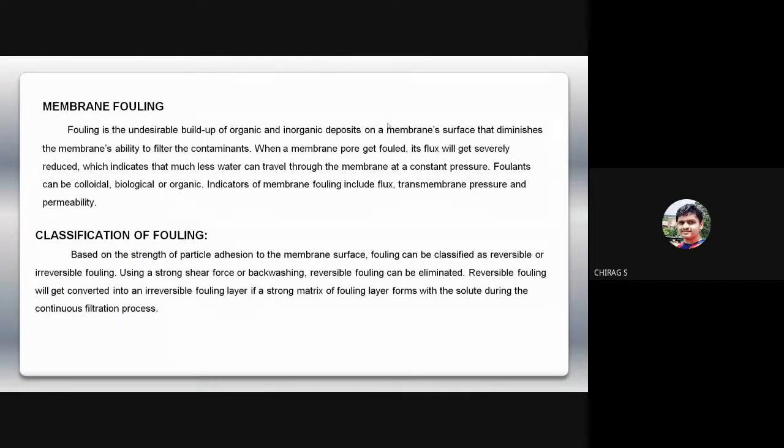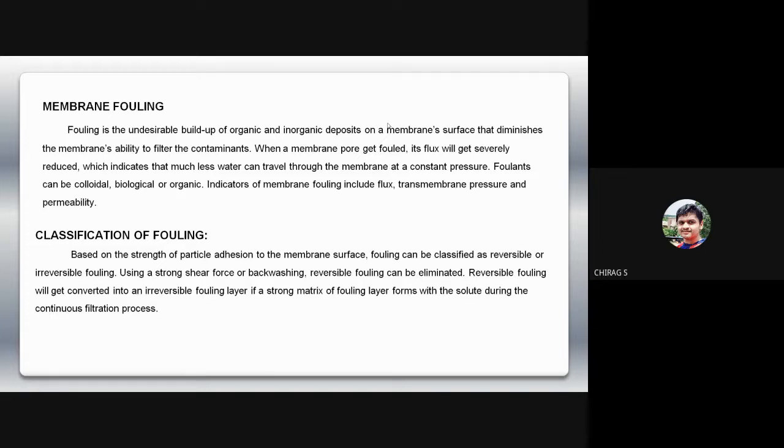Thank you, Sumedha. For this membrane technology, the main hindrance is membrane fouling. Fouling is the undesirable buildup of organic and inorganic deposits on the membrane surface. These deposits diminish the membrane's ability to filter contaminants. Foulants can be of different types, like colloidal, biological, or organic. When a membrane pore gets fouled, its flux is severely reduced, which indicates that very little water can travel through the membrane at a constant pressure.